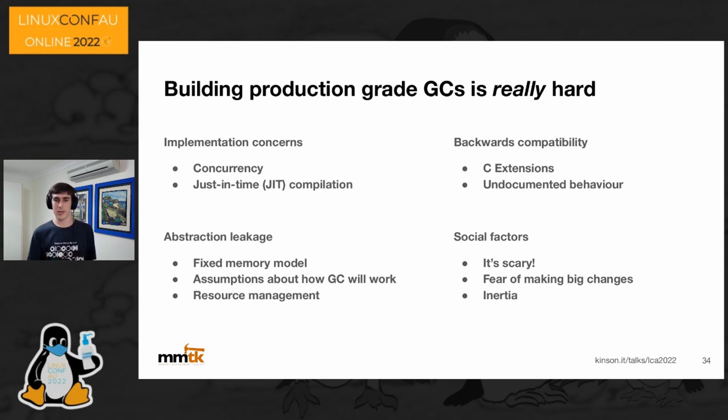And all of these software engineering problems cause a huge number of social factors that are really difficult to deal with. First of all, it's scary making such huge changes to the language runtime. If you saw a patch being made to your programming language of 100,000 lines, you would be a little bit hesitant to merge that without lots and lots of work being spent to review that, and not everyone has the time and effort to review those changes. And because of this, there's a huge amount of inertia behind these language runtimes, because it's very difficult to change them.